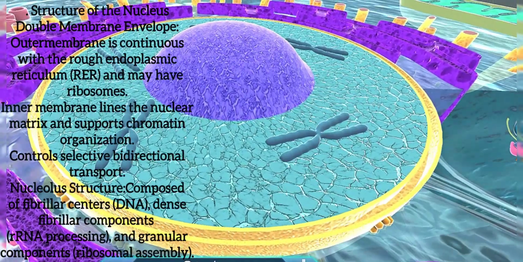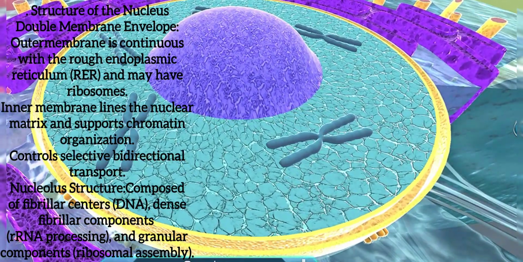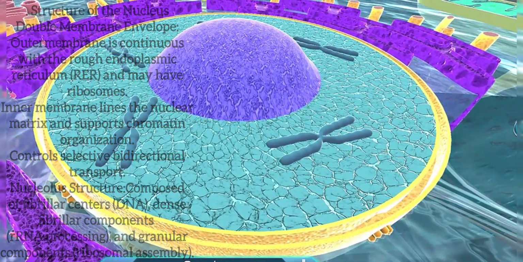Structure of the nucleus. Double membrane envelope. Outer membrane is continuous with the rough endoplasmic reticulum, RER, and may have ribosomes.